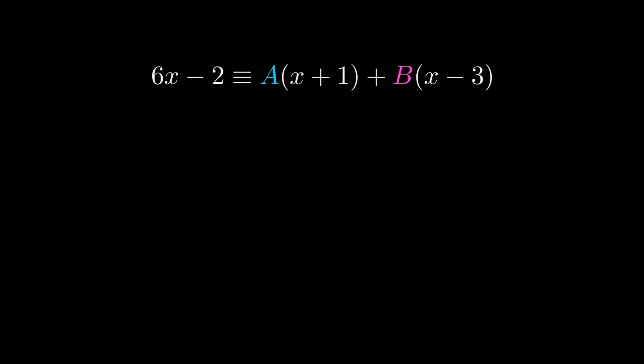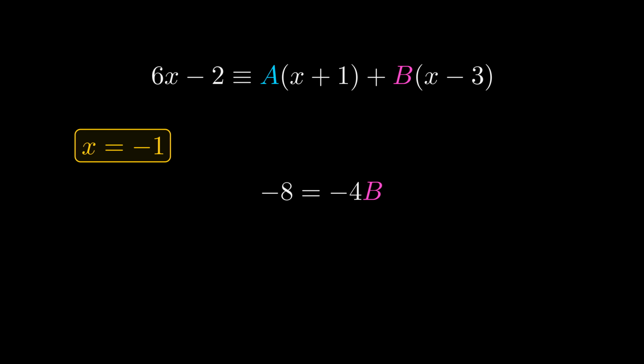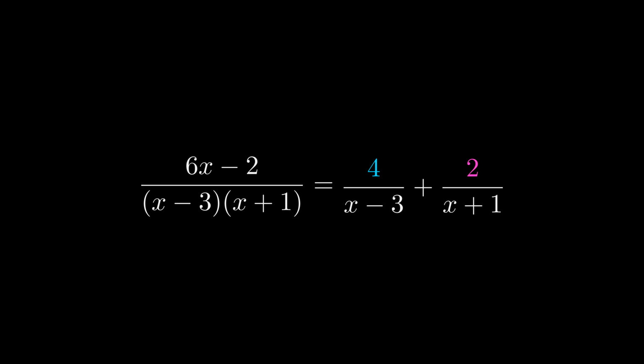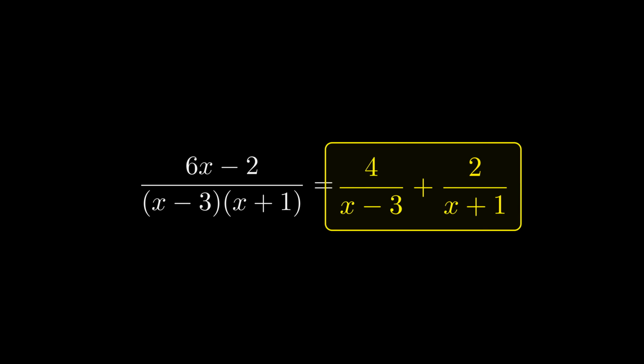Now, the mirror image. This time we are after B, so we knock out A instead. Let x be minus 1. The x plus 1 bracket collapses to 0, A disappears, and only B is left standing. The left side, minus 8. The right side, minus 4B. So B is 2. And that is both constants found. Slot the 4 and the 2 back into their places, and our single, ugly fraction has split into two clean little pieces. The hard thing, made easy.